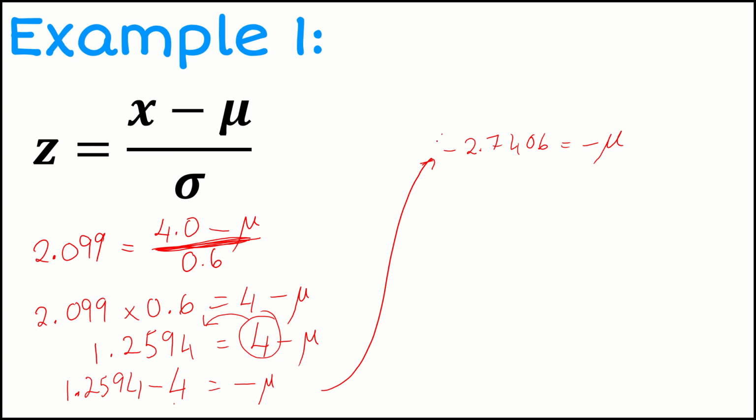Now if I multiply both sides by -1, then that will get rid of the negatives. So then I get 2.7406 is equal to the mean, and it doesn't matter which way round I write that. I'm just going to round that to 2 decimal places. And that is the number of kilograms. So the mean for this distribution, where I have that probability, that gives me a mean of 2.74 kg.